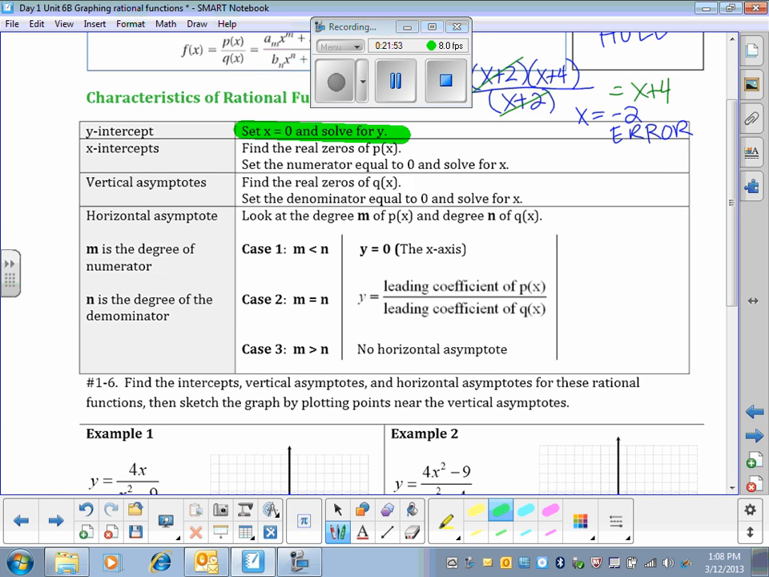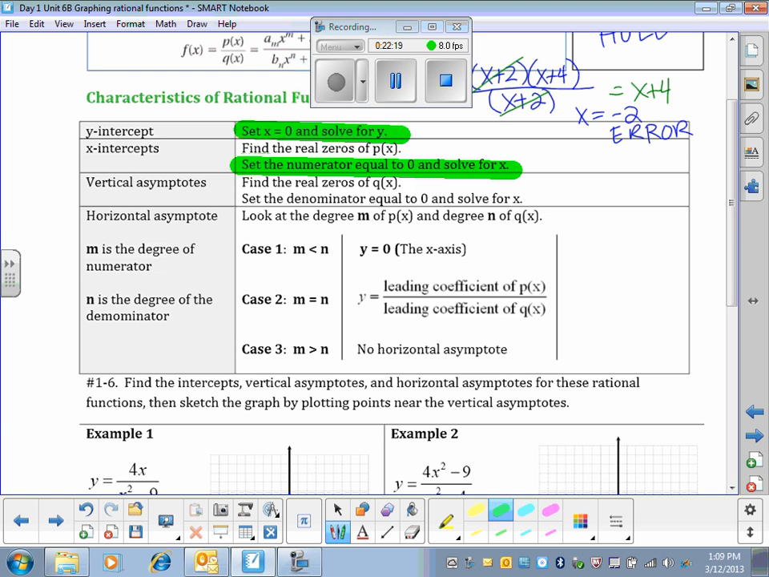To get the x-intercept, you're going to set the numerator, the top equation, equal to 0, and that'll give you your x-intercepts. So you only need to worry about the top one to get the x-intercepts.